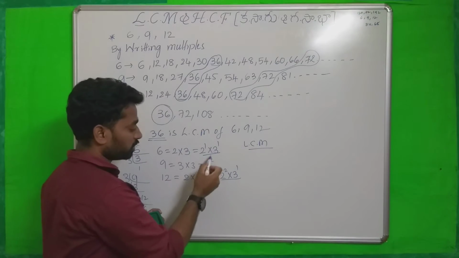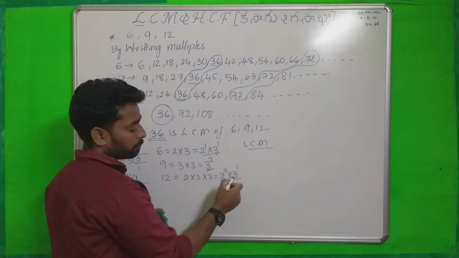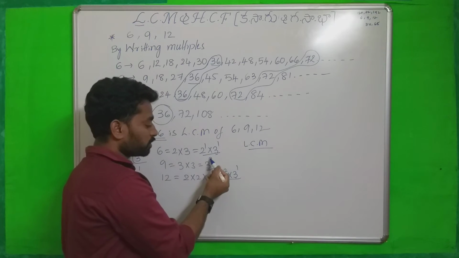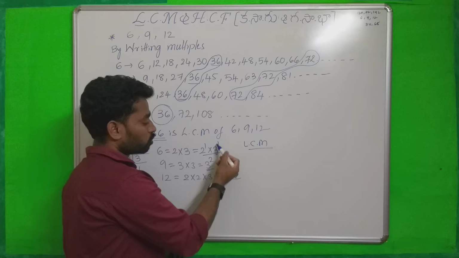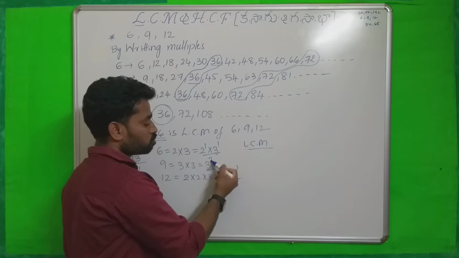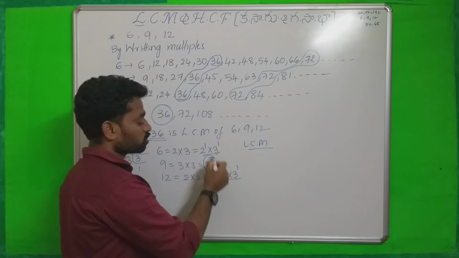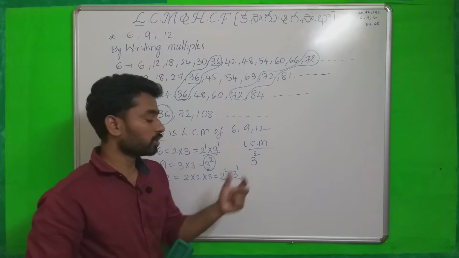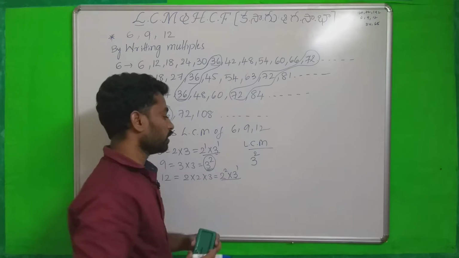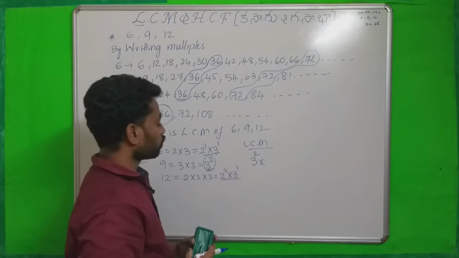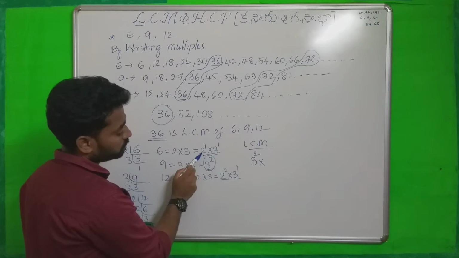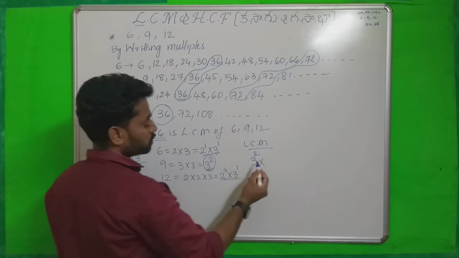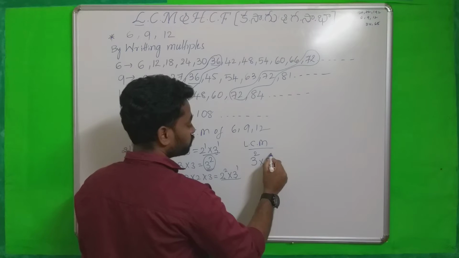What are the common factors in these 3? 3 is the common prime factor. So here, highest exponent means this one. 3 squared is there, 3 to the power of 1, 3 to the power of 1. Which is the highest? This is the highest. So for common factors, you have to take the highest exponent. Now the remaining: here 2 is remaining, in this also 2 is remaining. In these two, which is the highest? 2 squared. Okay.